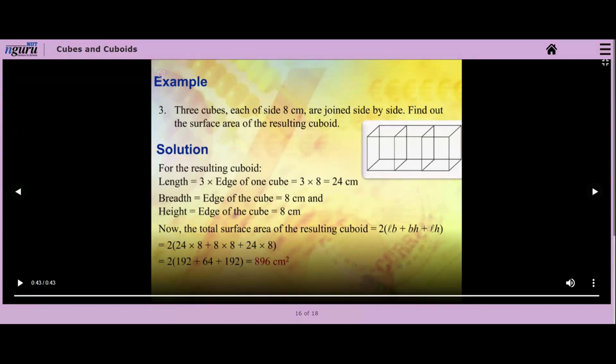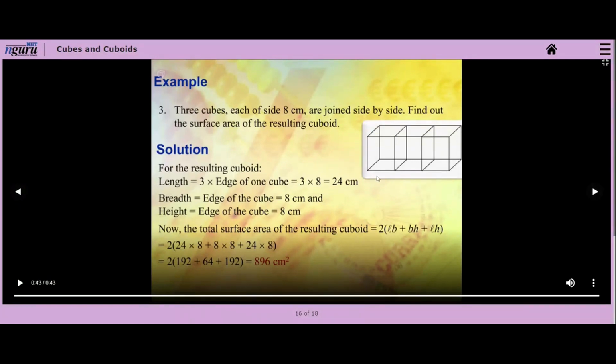If you take 3 cubes and join them, you will get one cuboid, no? What are you subtracting? We can subtract that middle two faces, that area of the middle two. Then you subtract and check whether you will get 896. No, ma'am, you won't get 1020.